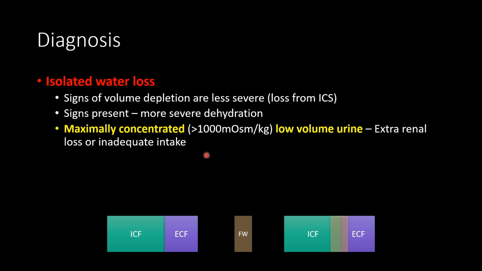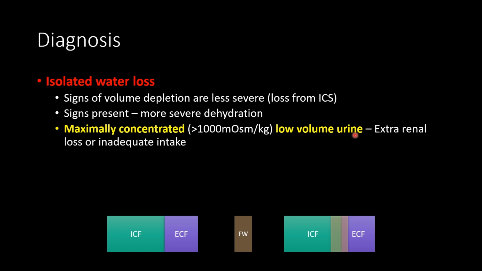So if there is maximally concentrated urine and low volume urine, that means the kidney is excreting a very low amount of urine which is maximally concentrated. Why is the kidney doing that? Because it is a compensatory response to preserve water, because the body has hypernatremia. Imagine a patient having hypernatremia, the body will try to conserve more water so that the hypernatremia gets diluted to a normal sodium level.